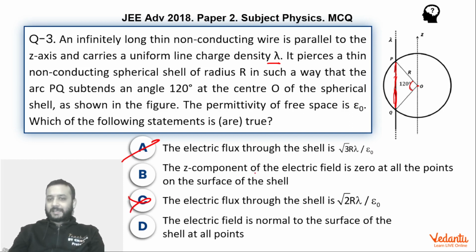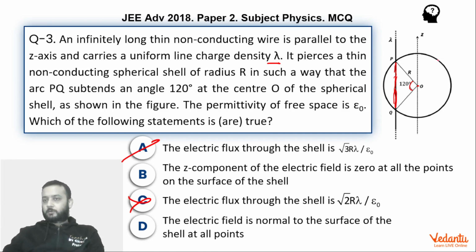Now we have to talk about whether the Z component of electric field is 0 at all points on the surface of the shell. So if you talk about the surface of the shell and see the direction of the electric field, we already know that the direction of the field due to the wire is perpendicular to the wire. If you talk about the infinite wire, then it's in the radial direction outwards. So now suppose this is the wire. At this point, the field will be going in this direction. At this point, field will be going in this direction. So basically, you can see that field is always horizontal.